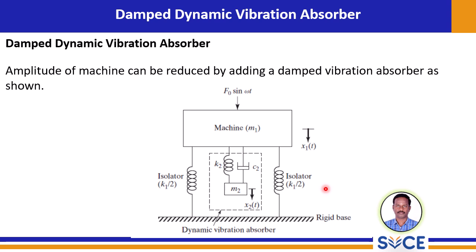You will notice that this diagram is very similar to the previous one, but with a crucial addition. Within the dynamic vibration absorber enclosed in the dashed rectangle, we still have the absorber mass, that is mass M2, attached to the main machine M1 via a spring with stiffness K2. However, we now also have a damper with a damping coefficient C2 connected in parallel with the spring K2.